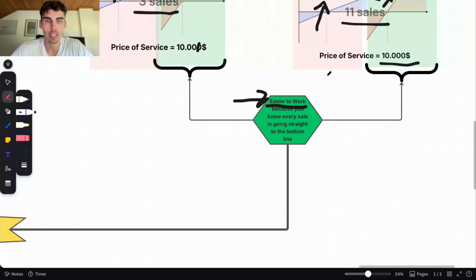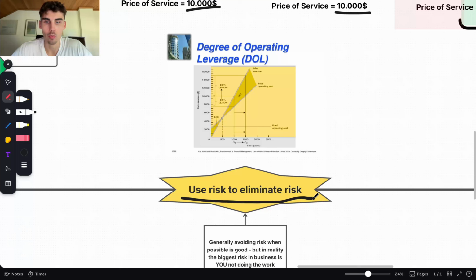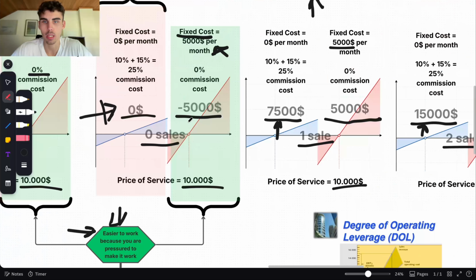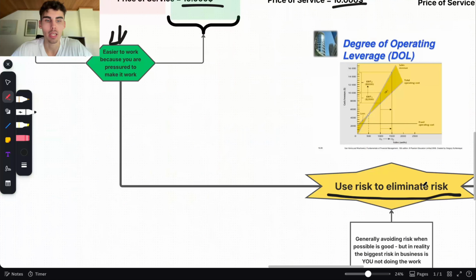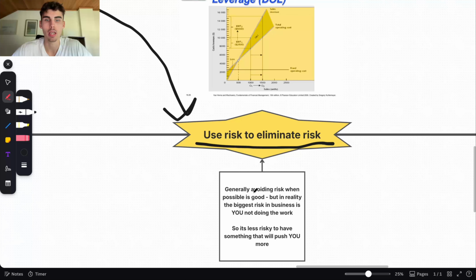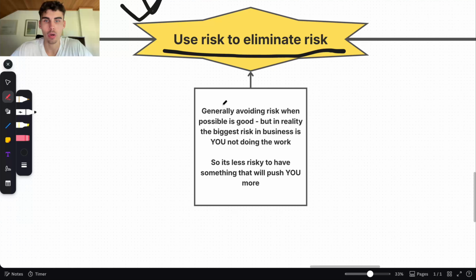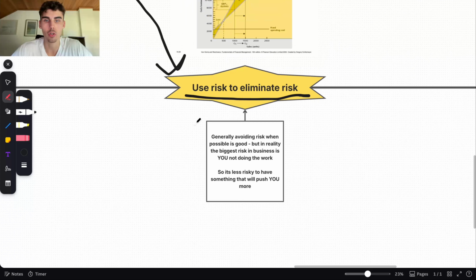So now all of that takes us to the big finale, which is we use risk to eliminate risk. We're using this risk because at the beginning we're losing money to eliminate the risk of us not doing the work. We're using risk to eliminate risk. And generally in economics, avoiding risk when possible is good, right? You want to avoid risk when possible.